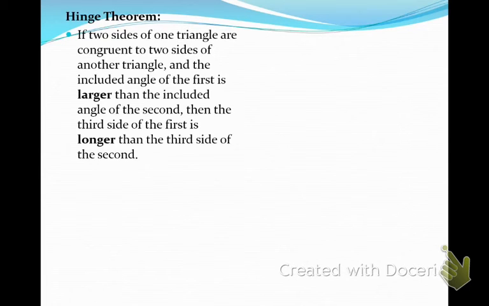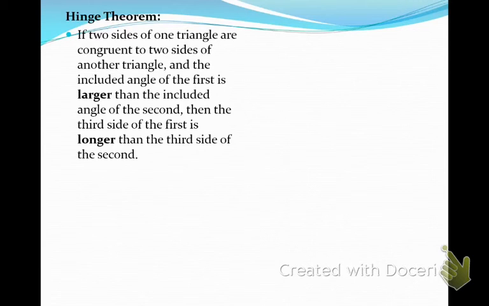The hinge theorem. The hinge theorem says, if two sides of one triangle are congruent to two sides of another, and the included angle of the first is larger than the included angle of the second, then the third side of the first is longer than the third side of the second. This hinge theorem just makes sense.